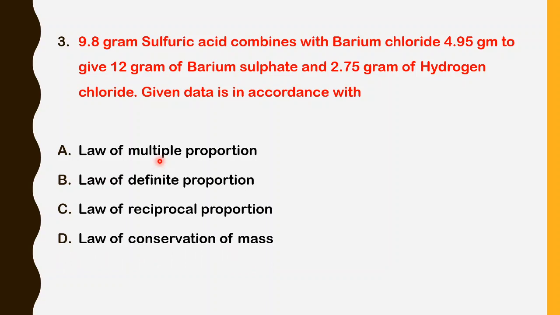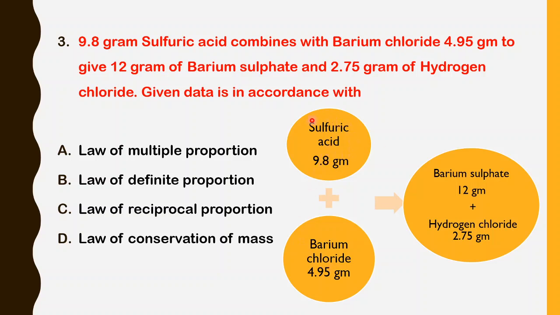Over here, first we have to construct a reaction, because it is indicated that sulfuric acid is combining with barium chloride. So here is sulfuric acid combining with barium chloride. Sulfuric acid is 9.8 gram and barium chloride is 4.92 gram. These two reactants give products, barium sulfate and hydrogen chloride. The amount of barium sulfate is 12 gram while hydrogen chloride is 2.75 gram.